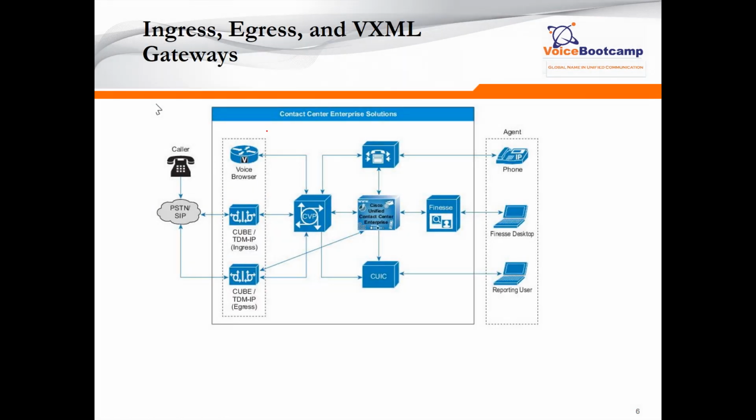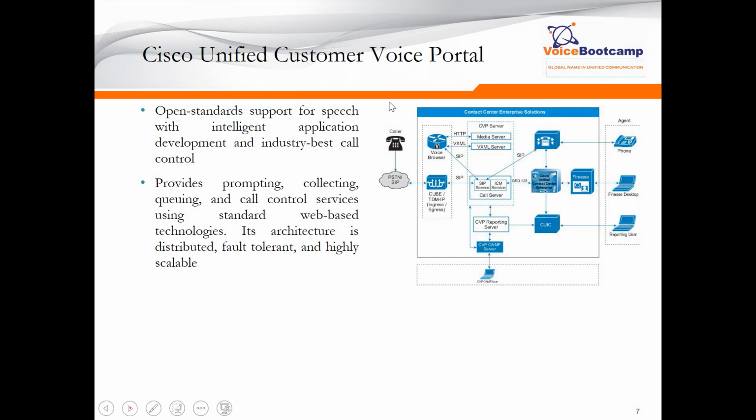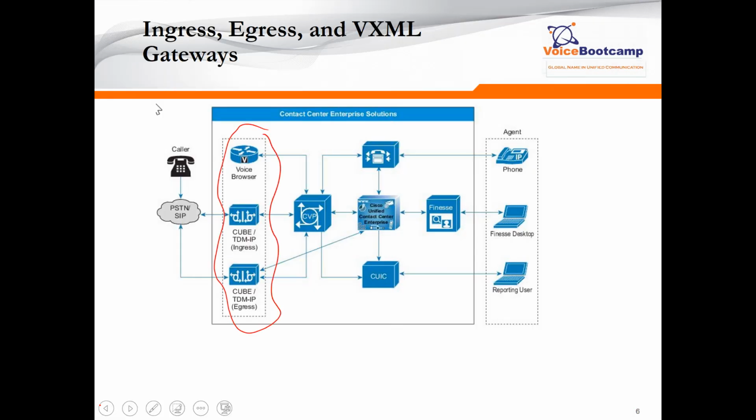Now, one of the very first peripheral devices we talk about in this environment is your ingress, egress, and VXML gateway. The ingress gateway will be used to receive calls from the service provider. We could of course use a SIP trunk, or we could use T1 or E1 depending on your physical location. Then that call will go from the ingress gateway to your CVP or to your Call Manager server.